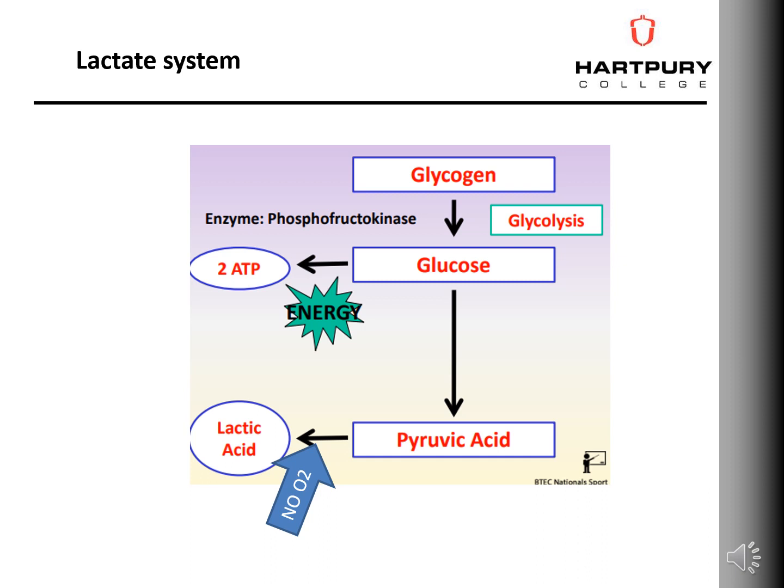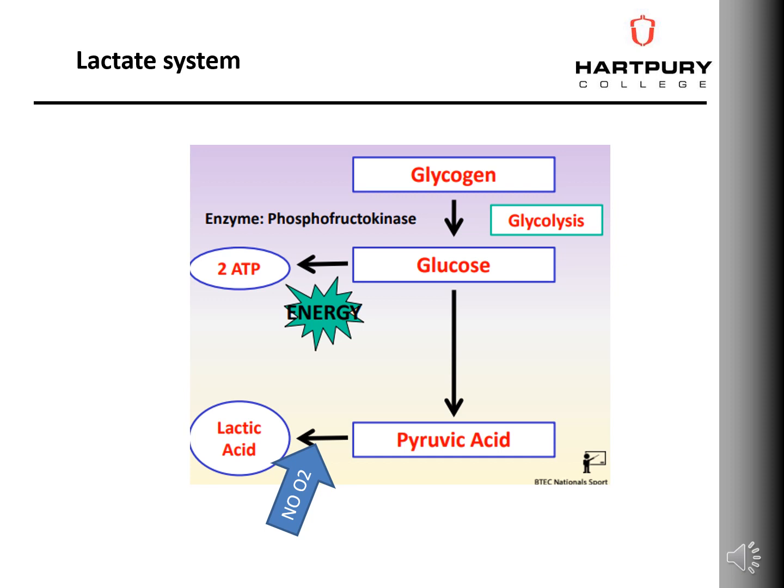To summarize then, we've got carbohydrates, okay? They store glycogen in our muscles, okay? We convert that into glucose through the process of glycolysis. If you like to, you can remember the enzyme that breaks that down, okay? It's called phosphofructokinase, a difficult one to say, okay?